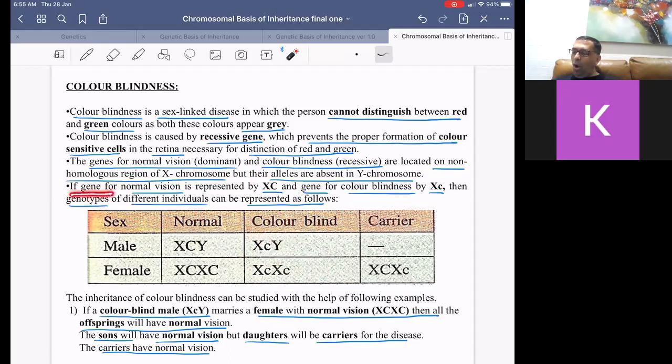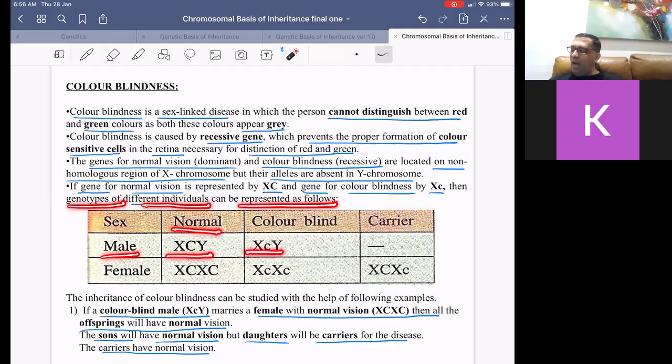If the gene for normal vision is represented by X capital C and the gene for color blindness by X small c, then the different genotypes of different individuals can be represented as follows. In males you can have X capital C Y, which is normal vision, or you have X small c Y, that is color blind.